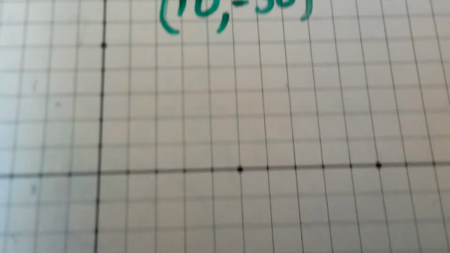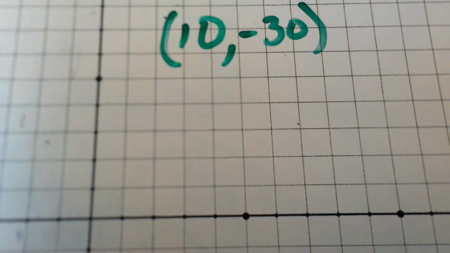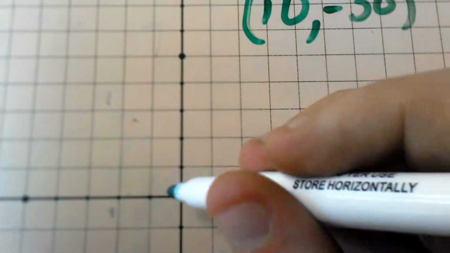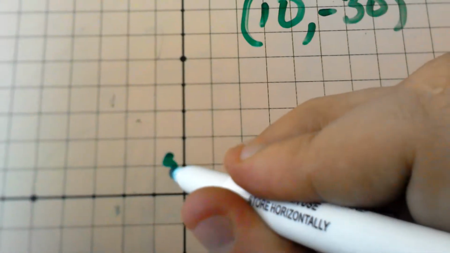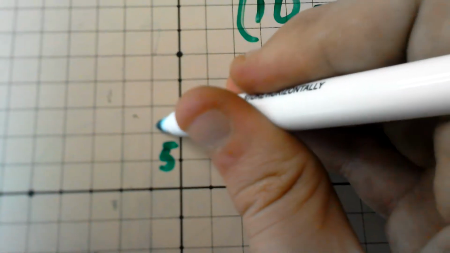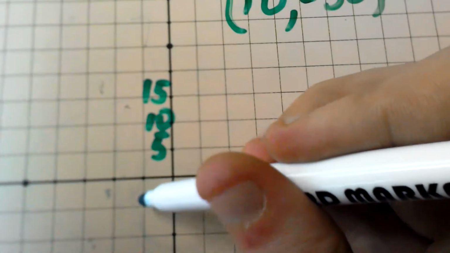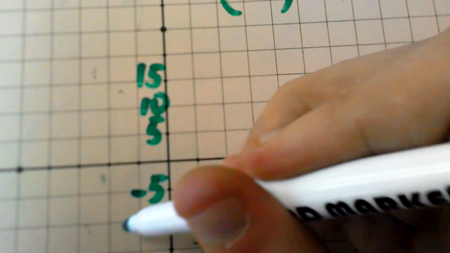Well, I know that going down, I have 12 boxes. So maybe I want to choose a different measurement that I can use. Maybe I can count by 3s, I can count by 5s, I can count by 10s. In my case, I think I'm going to count my y's by 5. 5, 10, 15. And it's going to be the same thing when I'm going down, -5, -10, -15.